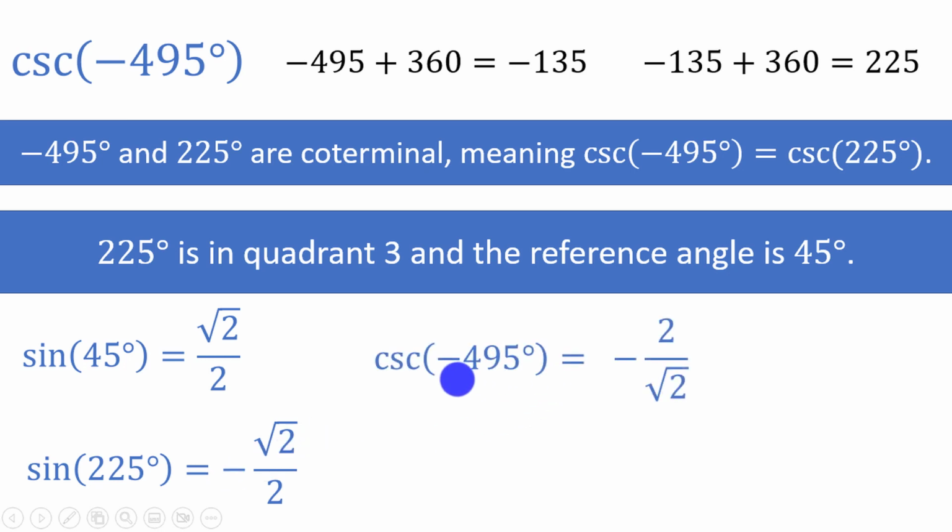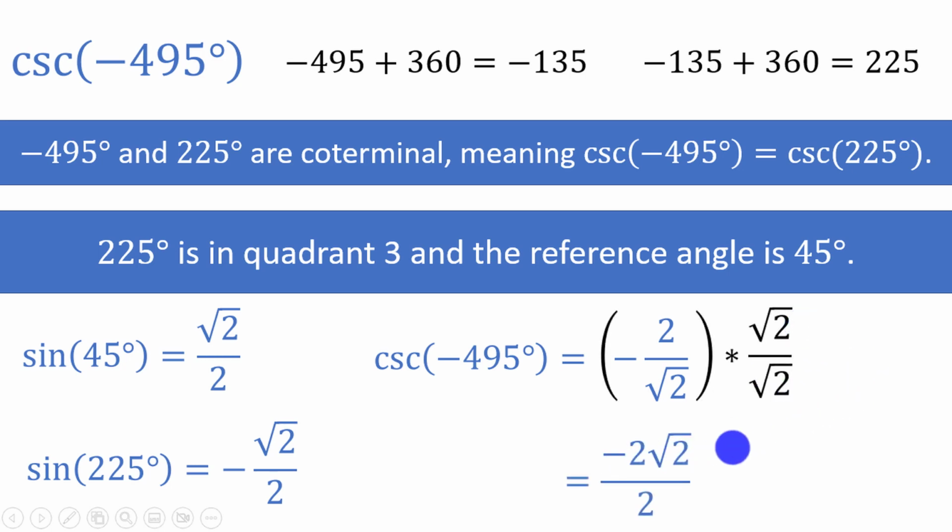Cosecant of negative 495 degrees or 225 degrees, doesn't really matter since they are coterminal, will be the reciprocal of negative square root 2 over 2, which is negative 2 over the square root of 2. If we rationalize the denominator by multiplying by the square root of 2 over itself, we will get negative 2 square root 2 over 2. The 2's cancel, and we just have negative square root 2. Cosecant of negative 495 degrees is just negative square root 2.